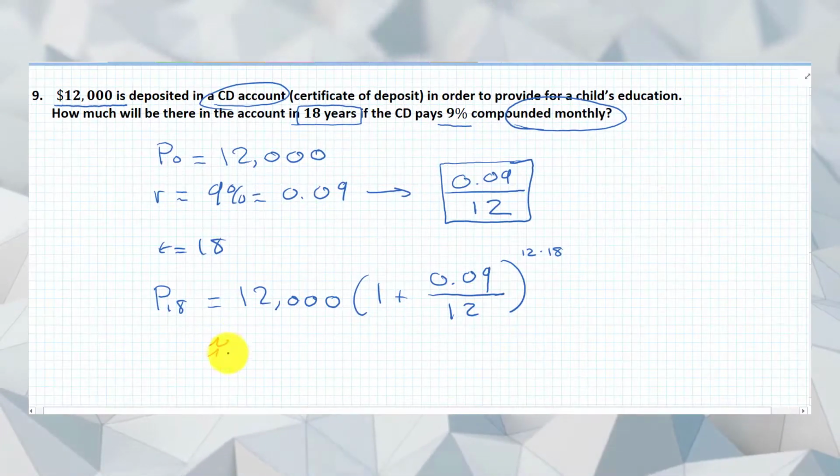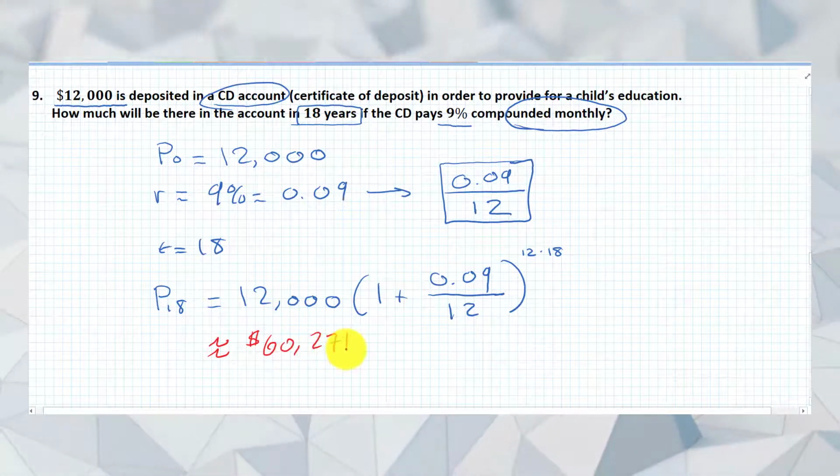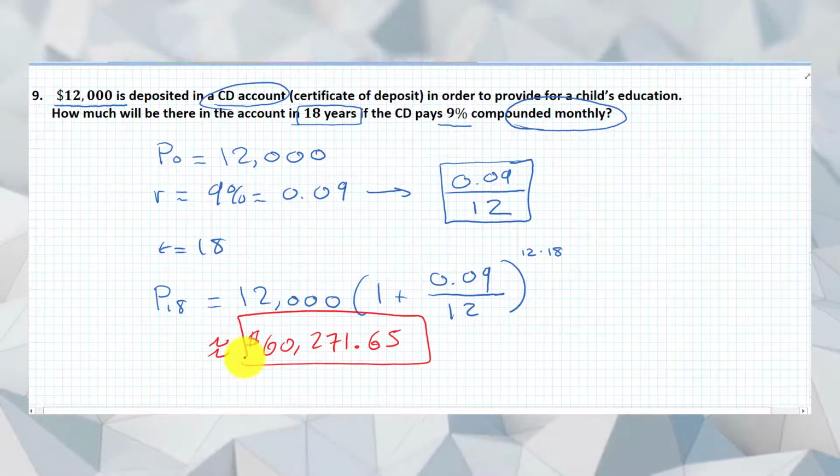And so there will be about $60,271.65 at the end of 18 years.